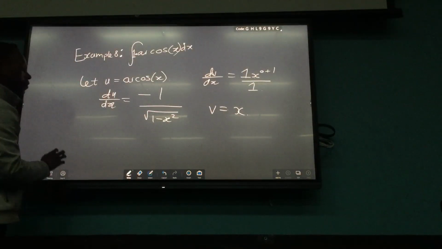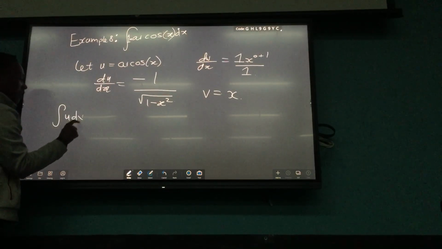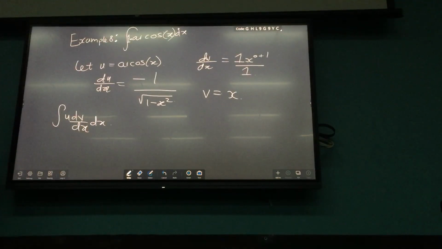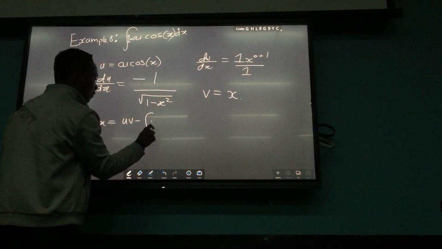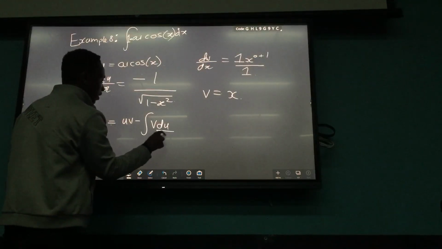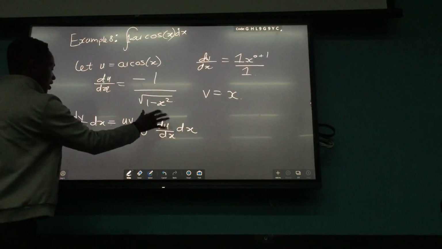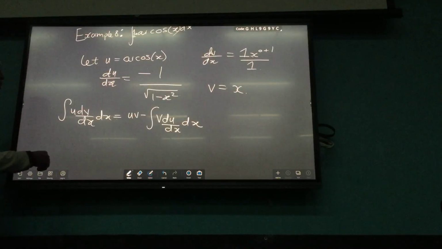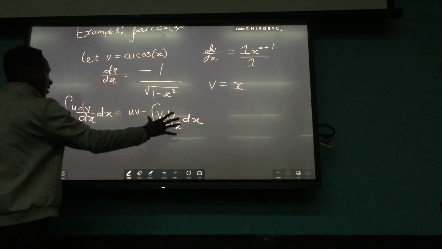Now we're going to write the formula for integration by parts. Our question is in this form: the integral of u dv over dx. That gives us uv minus the integral of v du over dx. So we also have to solve this integral, because we don't want to give an integral as part of a solution. We want to have a full solution on this side. So that's our solution side.